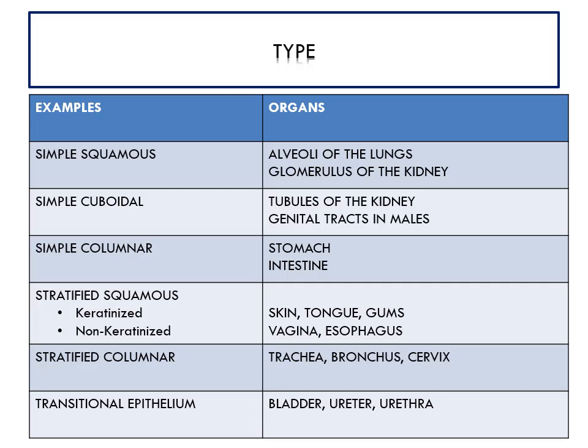So we have the simple squamous epithelium found in the alveoli of the lungs, like I mentioned, and the glomerulus of the kidney. These two are important for diffusion. Remember that the lungs are involved in diffusion of oxygen and carbon dioxide. The glomerulus is involved in filtration of substances within the blood, and that entails diffusion as well. Simple cuboidal cells are found in the tubules of the kidneys, so the proximal tubule and distal tubule of the kidney, and are also found in the genital tract of males.